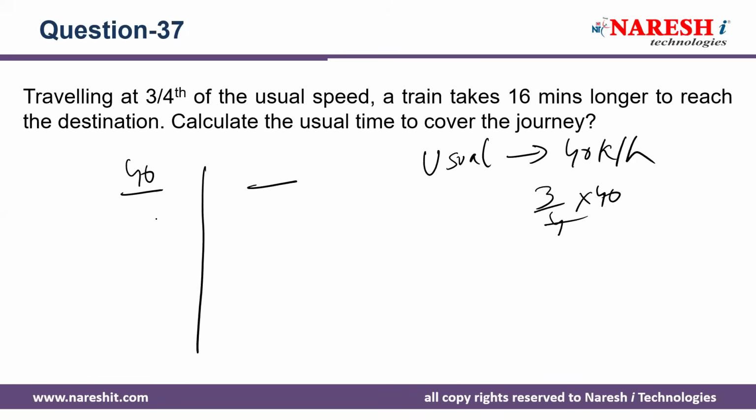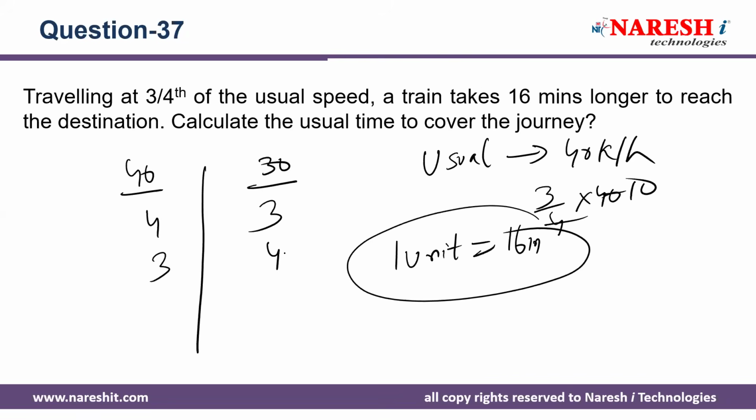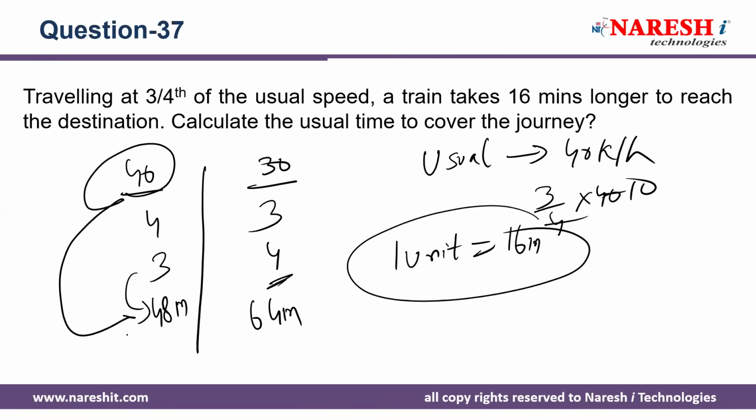Next, ratio, 4, 3. Next, inverse, 3 and 4. Difference, 1 unit equals. How many time values are given in the question? Only one time. If there are two times, depending on the direction, you will convert them into a single value. When there is only one value, 1 unit is 16 minutes, 4 units are 64 minutes, 3 units are 48 minutes. Calculate the usual time, where the usual speed is 40. What is the time taken for that? 48 minutes. Now clear?